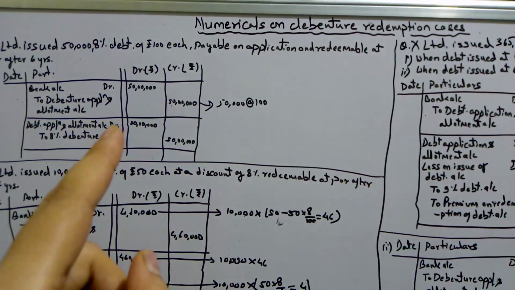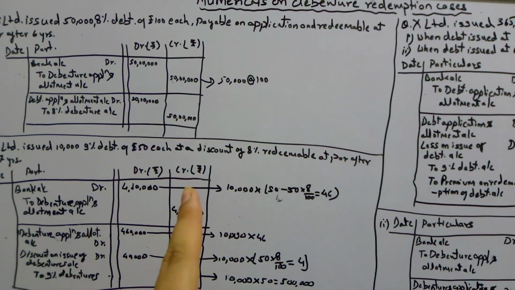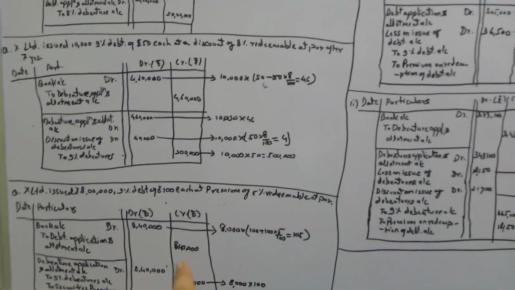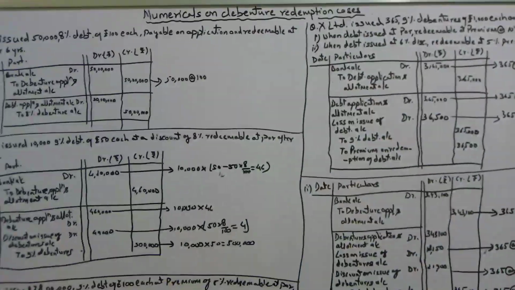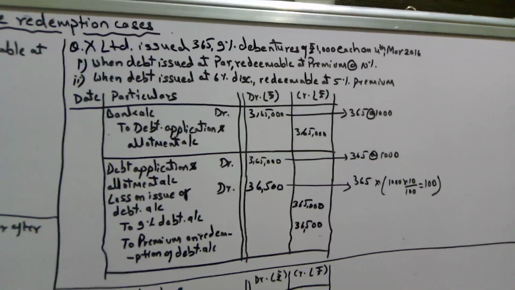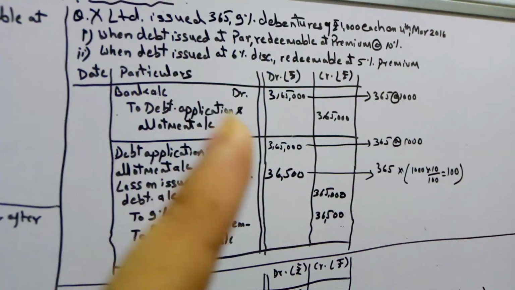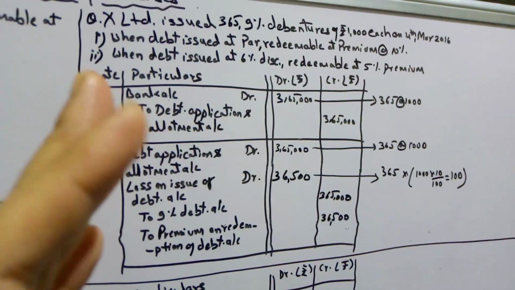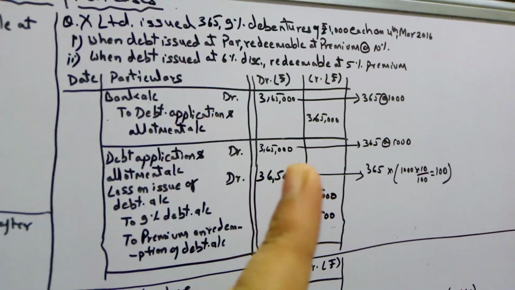So these are the cases we have seen: when you issue debentures at par, at discount, and at premium, in all three cases you are redeeming at par. This is the new case where you are given two situations: issued at par and redeeming at premium, and issuing at discount and redeeming at premium.